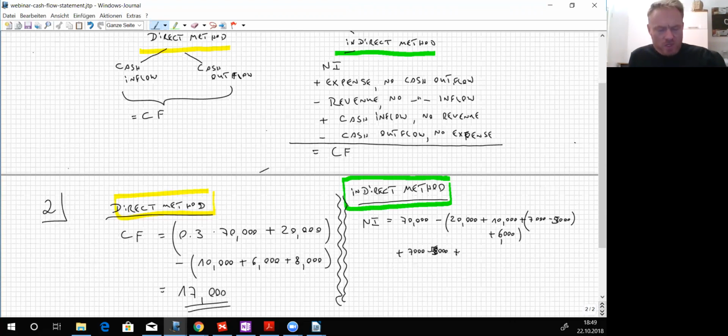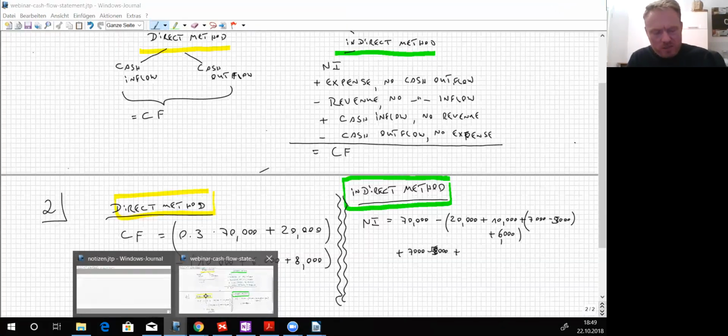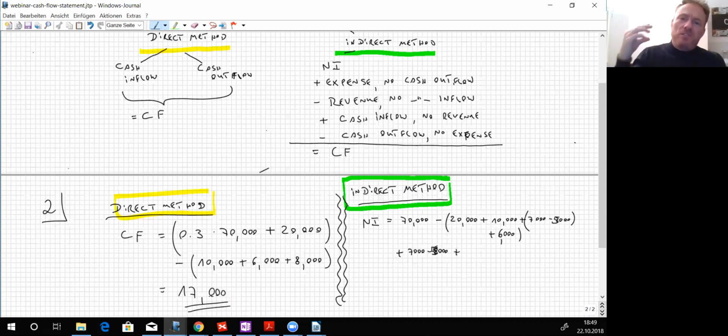And second, there's 20,000, and I think that was the depreciation and amortization, right? 20,000 euros just as well, that were subtracted in order to calculate net income, which was correct, because the result of the income statement is net income. But since it was no cash outflow, we have to add it again in order to really compute cash flow, which means 20,000. Here again, we add it back.